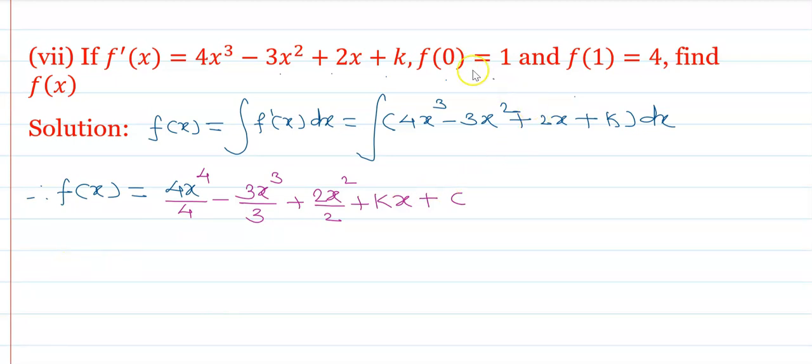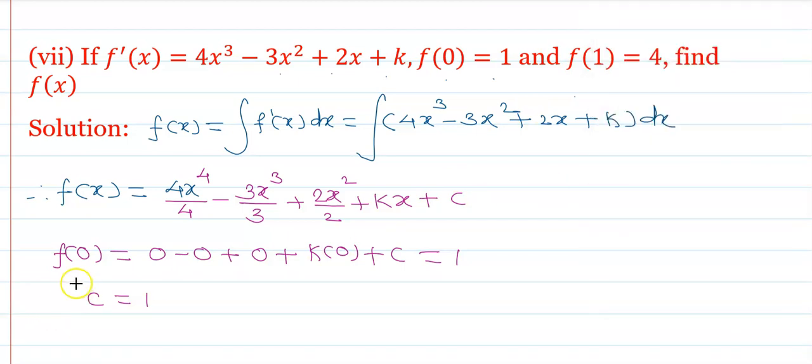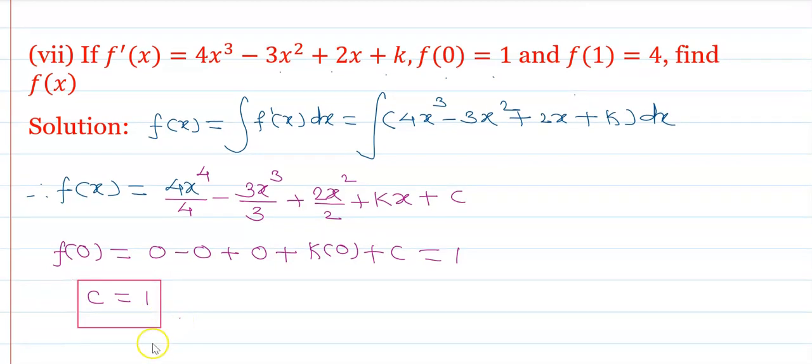Next, we will find the value of f of 0 first of all. What is f of 0? Means x is replaced by 0. Here, first you will get 0, minus 0, again replacing x by 0, next k into 0, plus c. And for f of 0 we have been given the value. What is the value of f of 0? It is 1. All these terms will be 0. It means that you will get the value of c is 1. This is important. The value of c is 1.